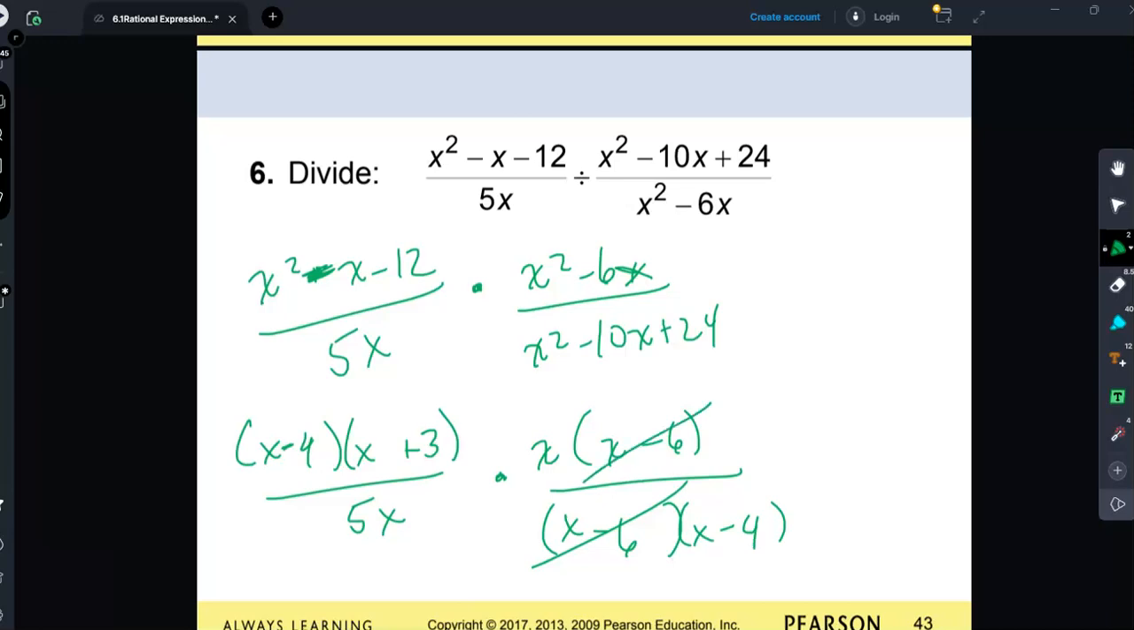So what can we cancel out? X minus 6, x minus 4. Multiply across, we are left with x times x plus 3 and 5x on the bottom. But we're not done because actually I should have probably canceled out that x here.